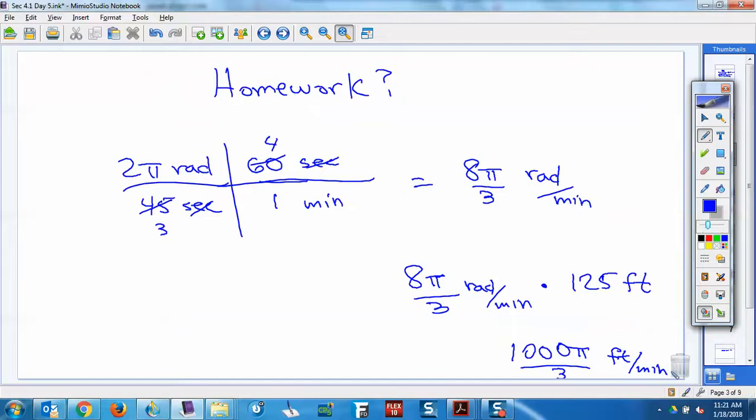Okay? All right. And then the last one, now that's it to the nearest foot per minute, so I guess that'd be a decimal answer, right? So you would go ahead and use your pi button to get a decimal answer. Okay? Probably leaving them in pi is okay, but just follow the directions.